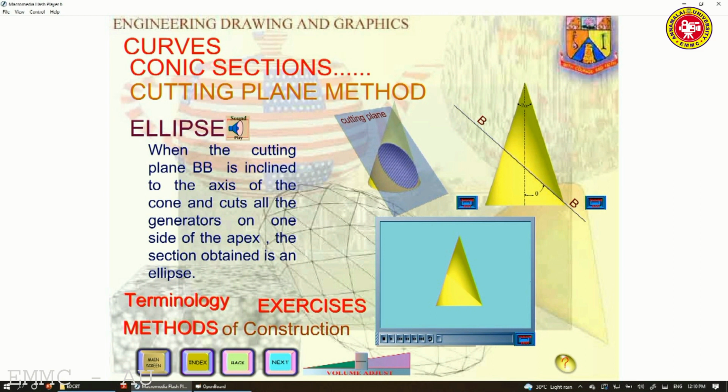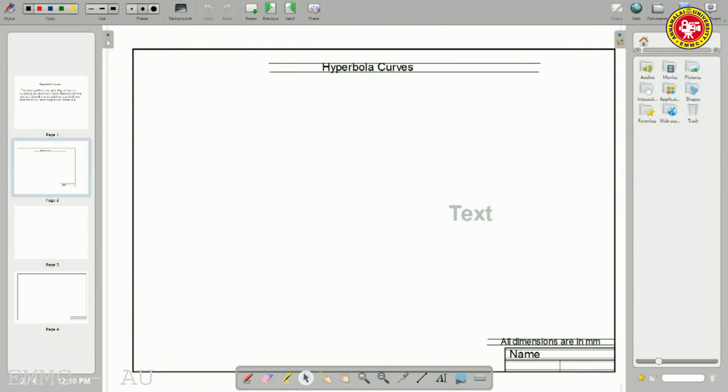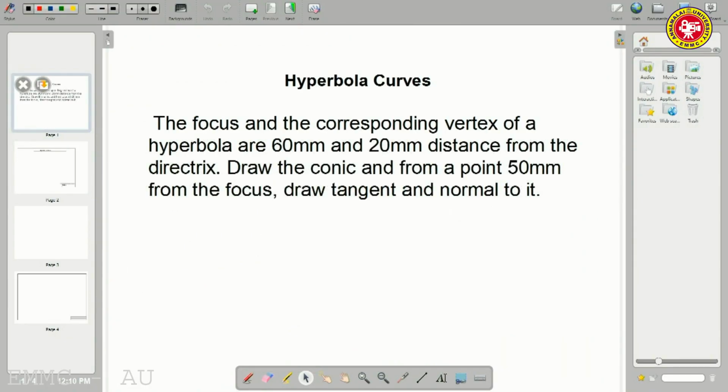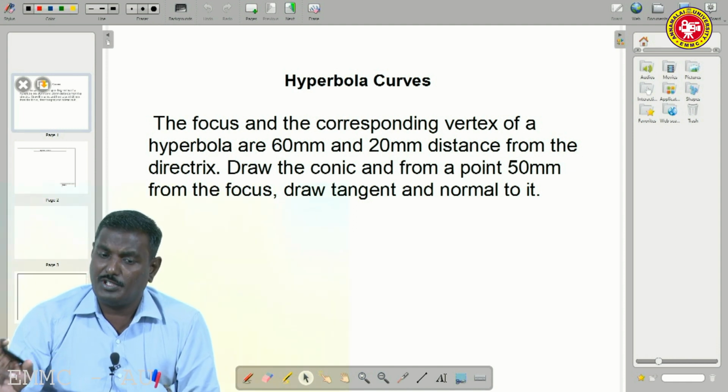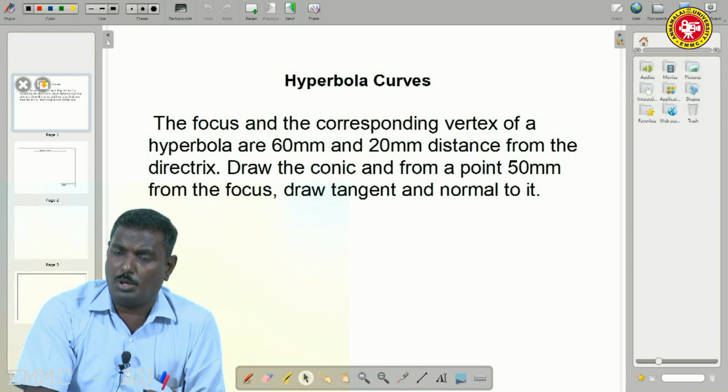Now we are going to construct a hyperbola. For that we are taking some problems. This is the problem. Construct a hyperbola curve. The focus and the corresponding vertex of a hyperbola are 60 mm and 20 mm from the directrix. We have to go through this problem first.